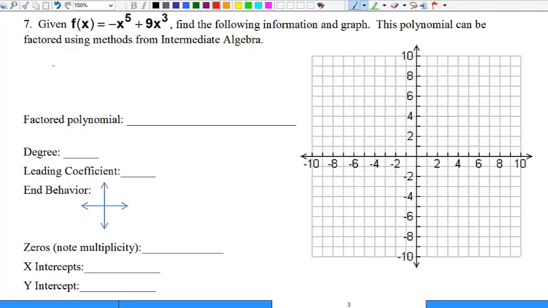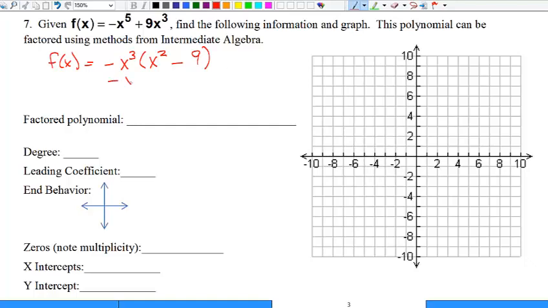So let's factor first. It looks like I have a GCF of negative x cubed. I take a negative out because I always take out a negative if the first term is negative. And then the highest exponent I can pull out of both is x cubed. Negative x to the fifth divided by negative x cubed is positive x squared. Positive 9x cubed divided by negative x cubed: a positive divided by negative is negative, and x cubed divided by x cubed is just 1. So we have just the negative 9 left. We don't have any x's on that one.